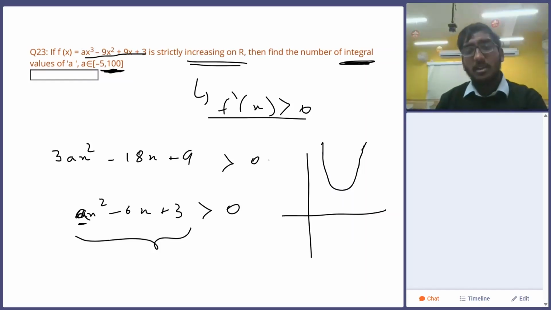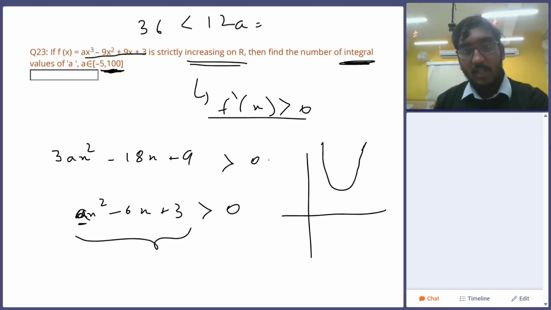That means clearly the discriminant of this quadratic should be less than 0, then only it will have complex roots, right? So b square should be less than 4ac. 36 less than 12a, right? That means a will be greater than 3, am I right?